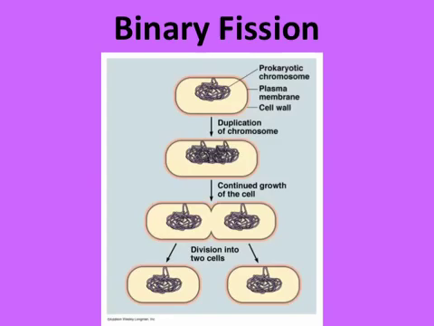Okay, so here's an image of binary fission, and this is a bacteria. You can see the prokaryotic chromosome here. You've got your plasma membrane, and then you've got your cell wall. What happens is the chromosomes will double, so they're duplicated. See how they're bigger here?